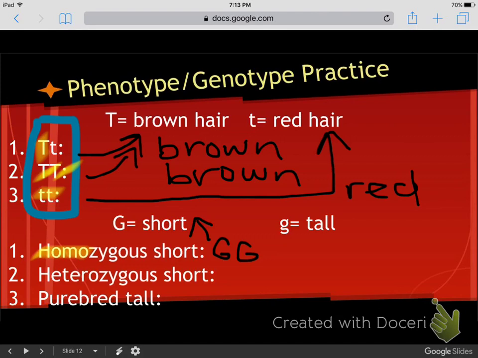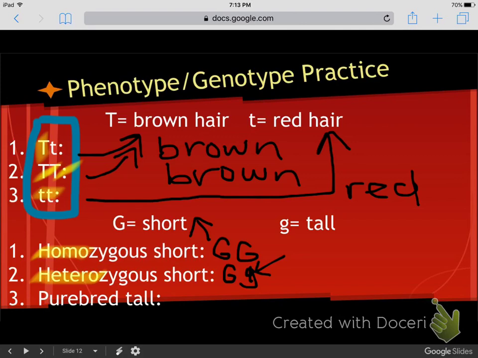Okay, that's its genotype. The next one says heterozygous short. Hetero means different. Short is represented by a capital G, so two different alleles. Now it's heterozygous short because it ended up being short because the dominant trait there is short. Even though it carries this lowercase g right here, it does not show up because it is masked by the uppercase allele, which stands for short.